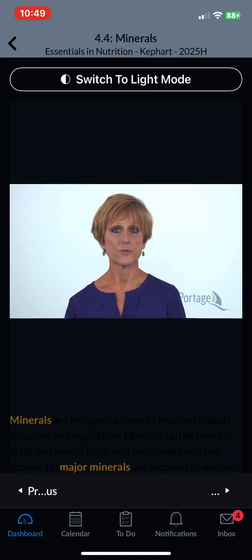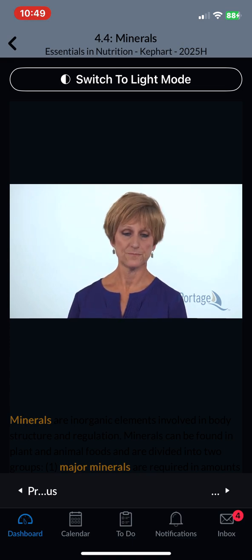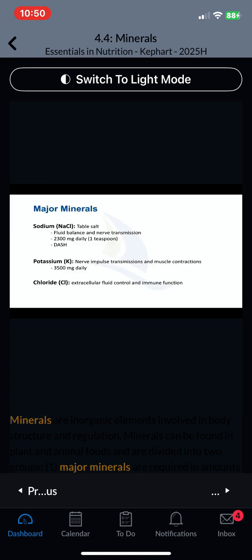A second major mineral that we're looking at is potassium. Potassium is important for nerve impulse transmissions as well as muscle contractions. Unprocessed foods, fruits and vegetables, whole grains, and low-fat dairy products are extremely high in potassium. However, unlike sodium in the United States, our intake of potassium is fairly low. So one of the goals is to encourage people to increase their potassium intake, and that will naturally help to lower high blood pressure.